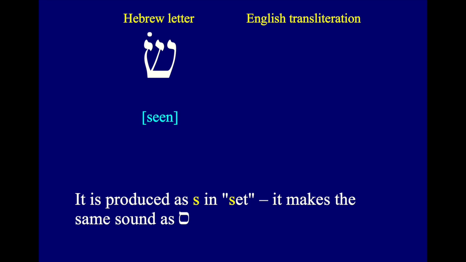Next, we have seen, which is spelled in Hebrew S-I-N, but it's pronounced seen, not sin. And it's a softer S sound than we even have in English. So it would have been really different from samekh. Samekh is S like our S. Seen would have been kind of like this soft S sound, as in set, I guess. But today we don't make a distinction between these.